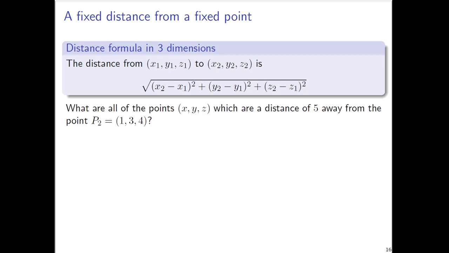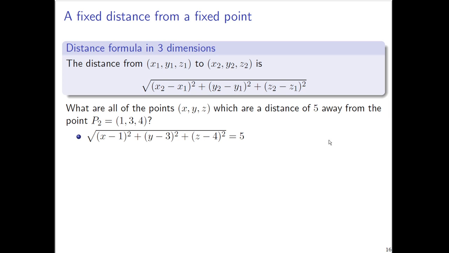Okay, so we just saw the distance formula for 2 points in three-dimensional space, and now, based on that distance formula, we can ask, well, what are all of the points, let's call all of those points collectively or generically in the form xyz, which are a distance of 5 units away from the point (1, 3, 4)? Well, here's how we'd set that up, right?